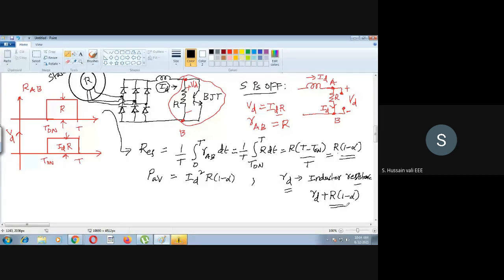This you will get when you include this inductor resistance. When you don't include it, it is R into 1 minus alpha. When you include it, it is RD plus R into 1 minus alpha. Okay. Now one more thing is that assume that the rotor current, a single phase rotor current, is I2. I2 is the current in the rotor.